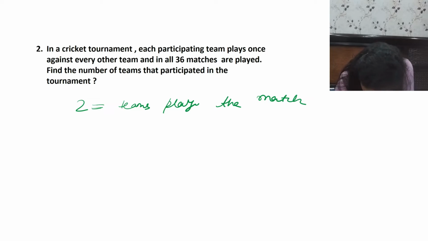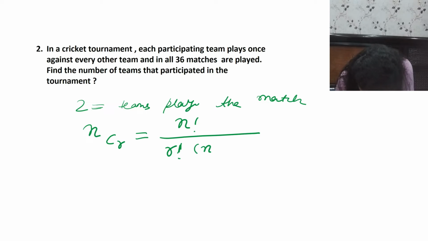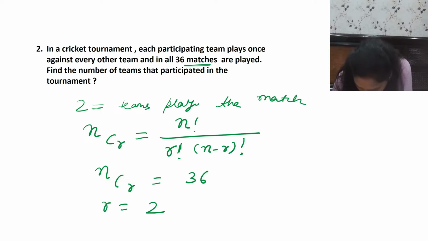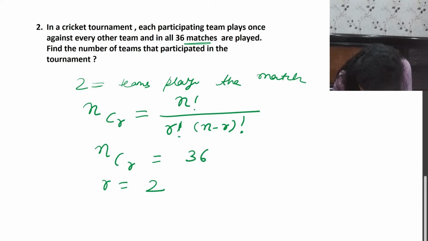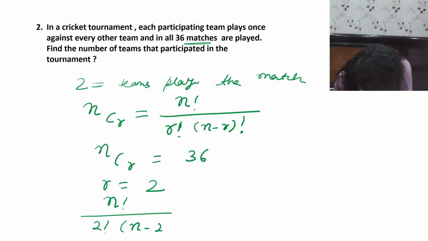Now, we will apply the formula nCr is equal to n factorial upon r factorial into (n minus r) factorial. This is the formula of combination. Now nCr is equal to 36, where 36 is the total number of matches. Here r is 2 because the match will be played between two teams.